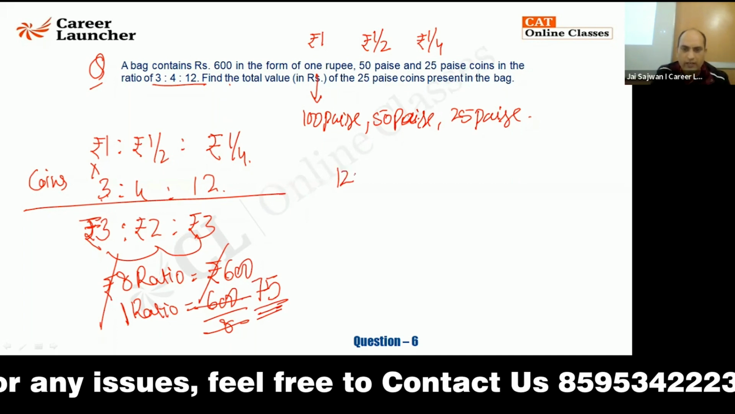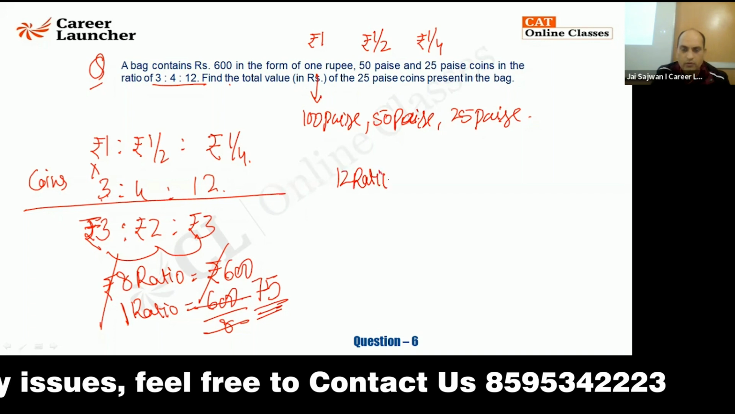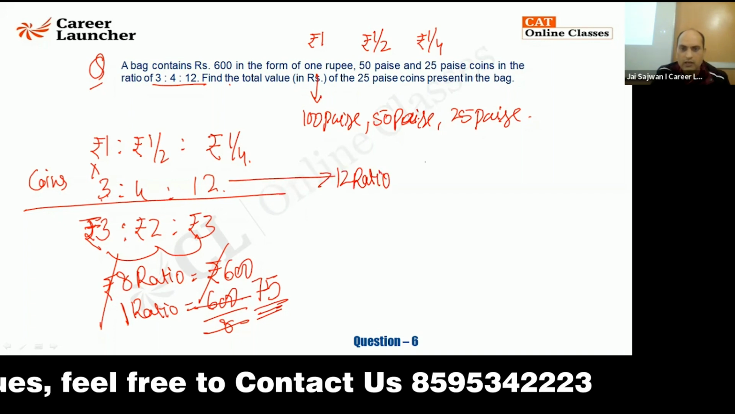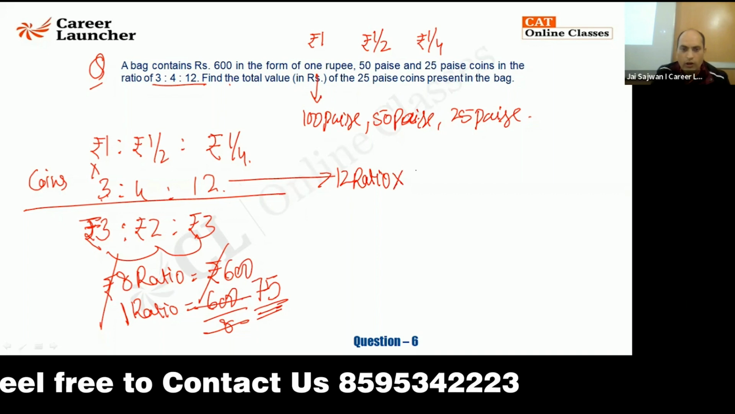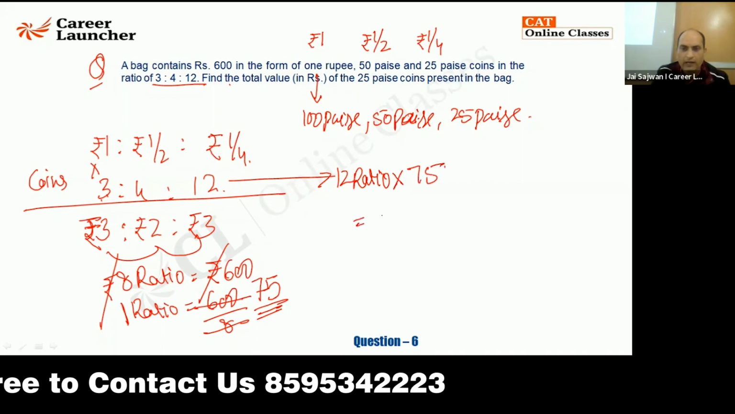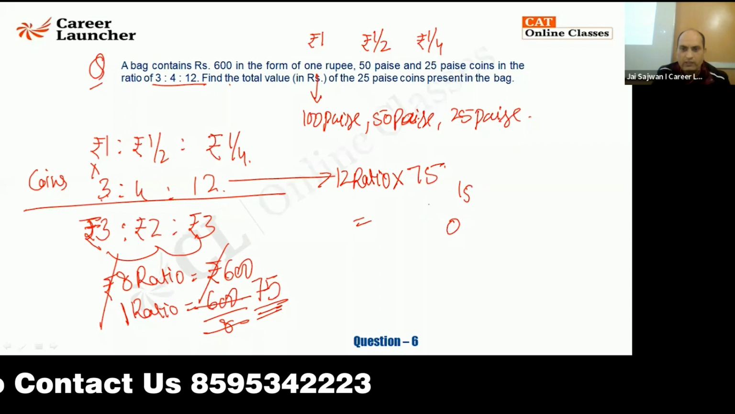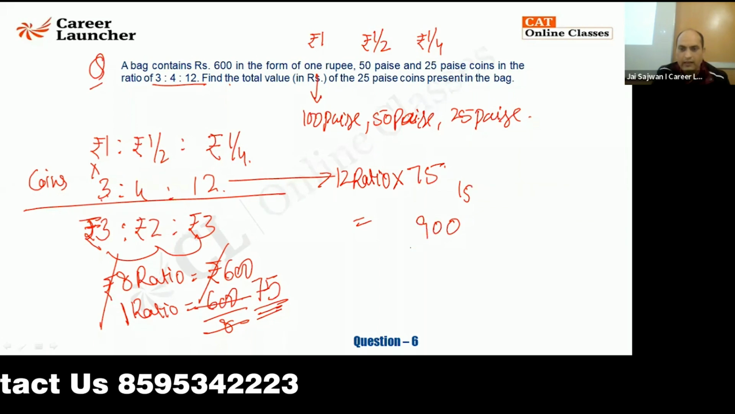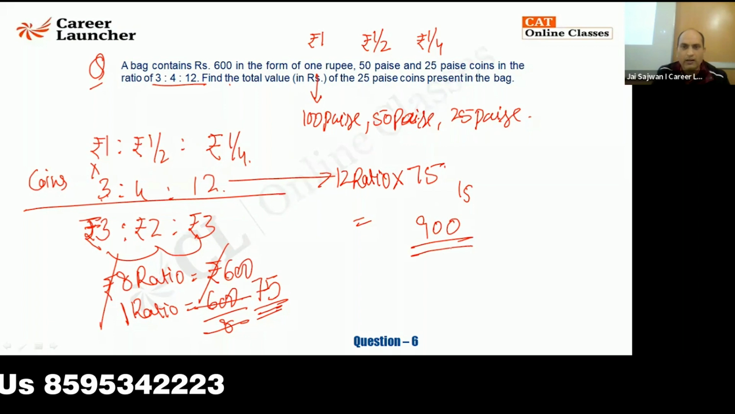Can I say it is 12 ratio? 12 ratios are there as a 25 paisa coin. Every ratio is 75. I'll multiply it. 75 2s are 150, 75 1s are 75, 80, 90. So I will say this is 900 is the coin that you are going to get.